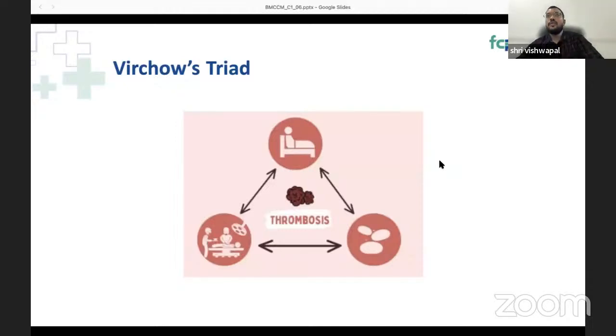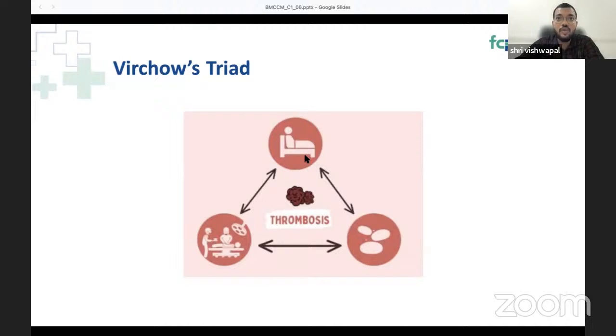Before moving to the mechanism of action, I just wanted to start with Virchow's triad. I guess most of us will know what this Virchow's triad is. This Virchow's triad comprises three factors. The first one: you could see here the patient is in a lying position. This is the stasis of the blood.